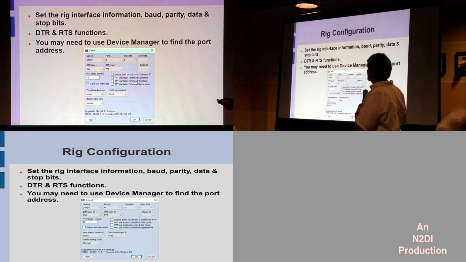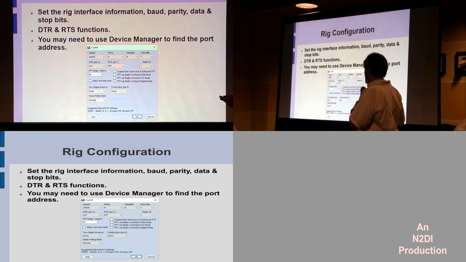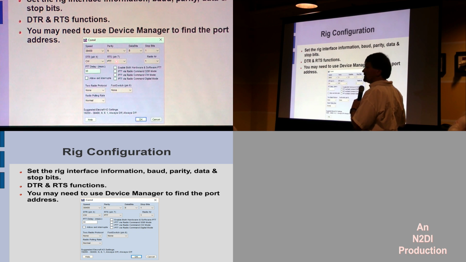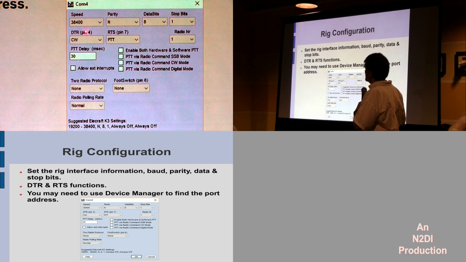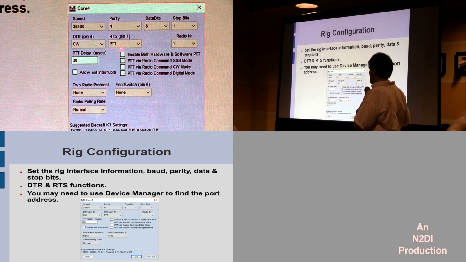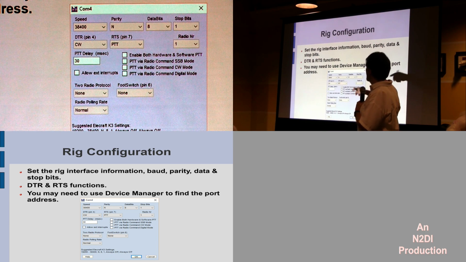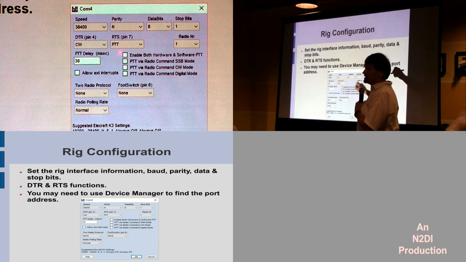Ella-Craft is smart enough to take the DTR or the RTS pin as either the CW and the PTT control. So I've told N1MM use the data terminal ready pin as the CW and the request to send pin as PTT. And I should have done the drop downs. Interestingly, I think you can use DTR as CW or PTT, but RTS can only be used as PTT. So it kind of forces you into that mode.